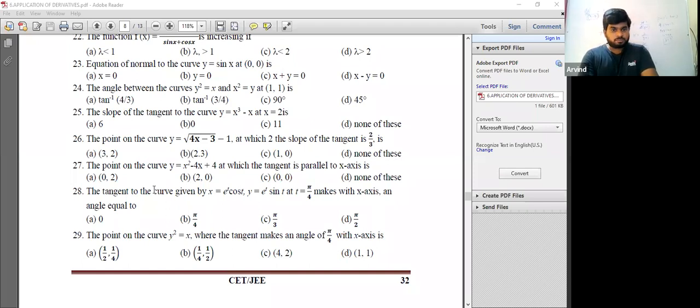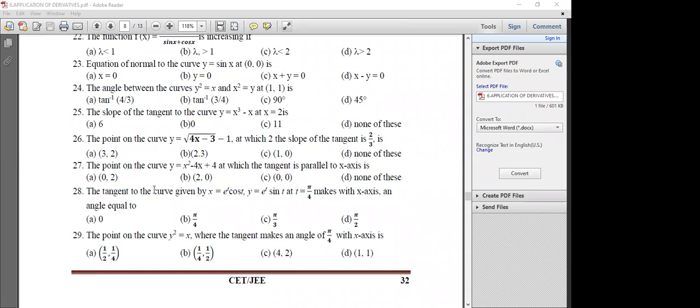The point on the curve. So it's very easy. The point on the curve at which tangent is parallel to the x-axis. Tangent is parallel to x-axis andre f dash of x ಏನಾಗುತ್ತೆ? Tangent to x-axis ಗೆ parallel ಆಗಿದೆ ಅಂದ್ರೆ what will be f dash of x? 0. So ನೀವು f dash of x ಕಂಡುಹಿಡಿಯಿರಿ.